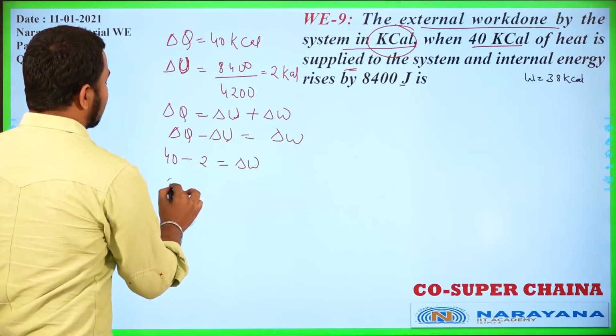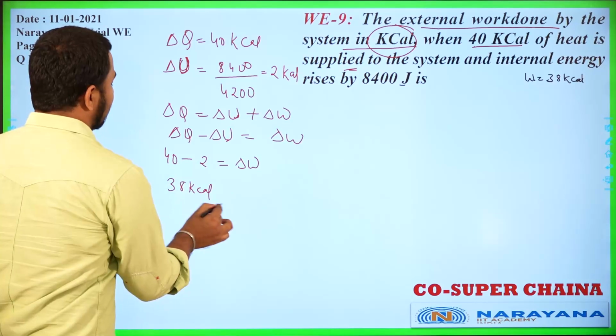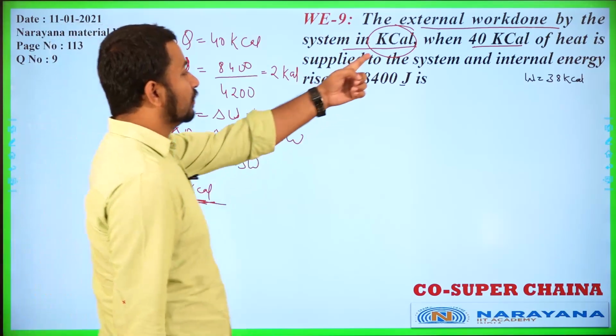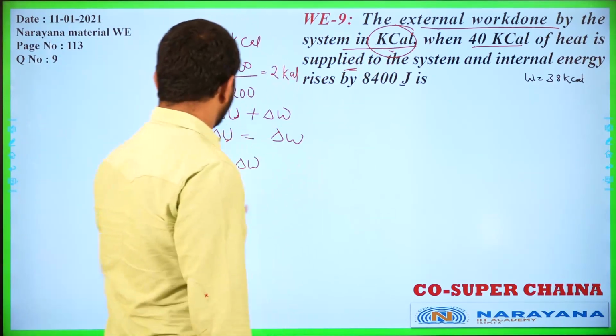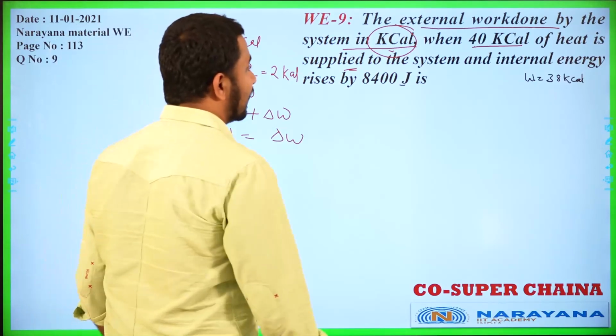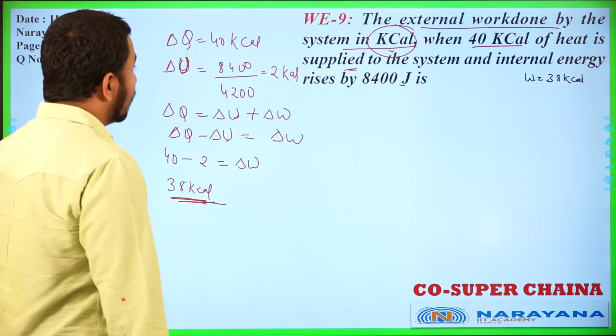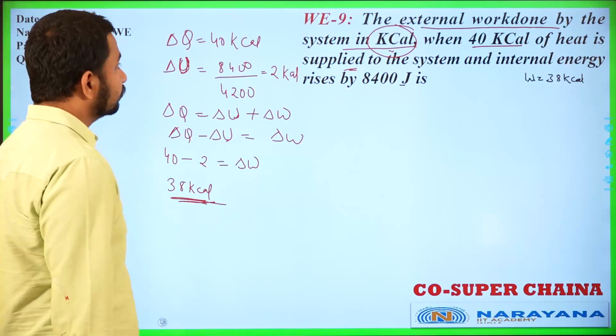So here we are getting 38 kilocalorie. That is the required form of the answer because the answer is needed in kilocalorie. So work done is 38 kilocalorie and that is the answer of this question, student. Let's move to the next question.